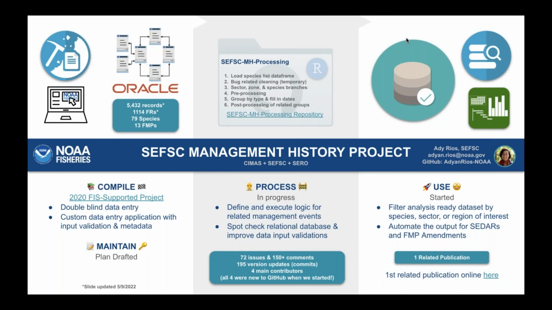In my lightning talk today, I will be talking about a collaborative effort called the Management History Project. Ultimately, the goal of this project is to provide a comprehensive record of federal fishery management actions to increase the efficiency of fishery stock assessments, ACL monitoring, and ecosystem approaches for fisheries management in the Gulf of Mexico, South Atlantic, and US Caribbean. That analysis-ready dataset goal is represented by the icons on this slide in the upper far right.